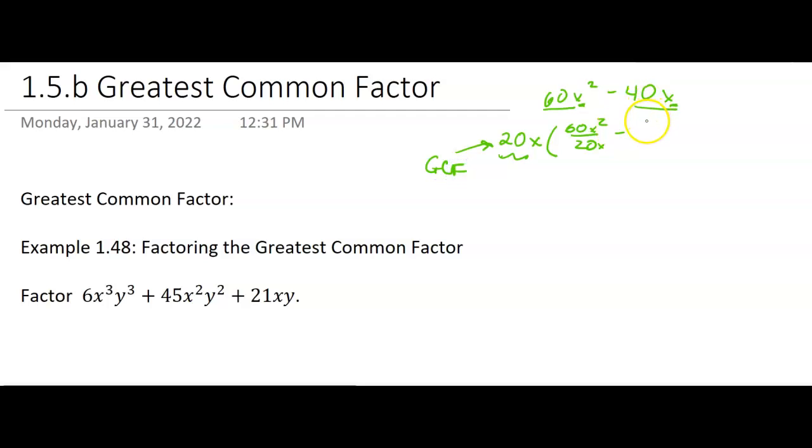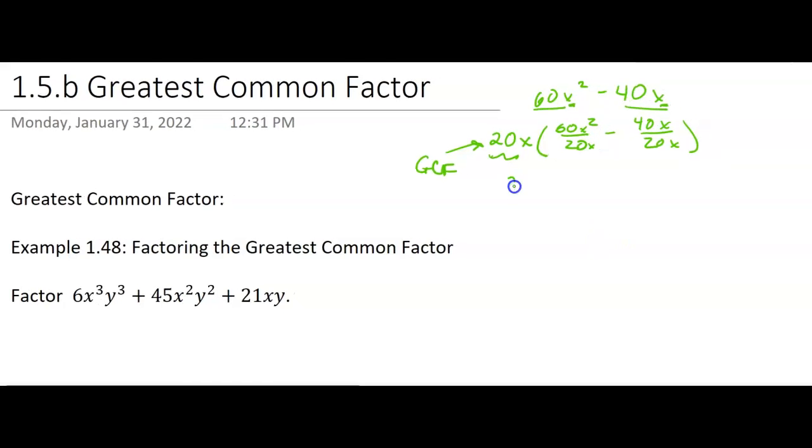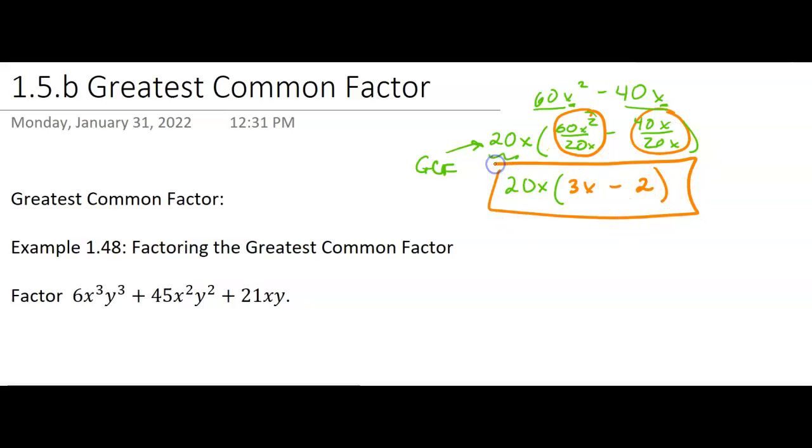Minus, and then think about 40x being divided by 20x. Now, you don't have to write it that way. You can. I see students do that sometimes. They like to. But then you're simplifying this. That's just going to be 3x, and then minus, and then you're going to simplify that, which is just going to be 2. And if you remember, that was our answer in the last problem.